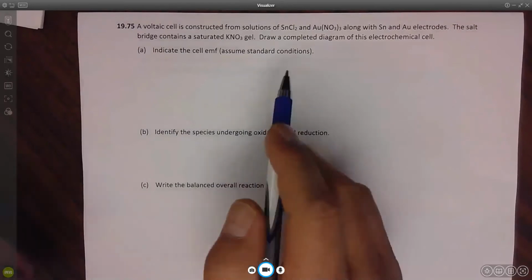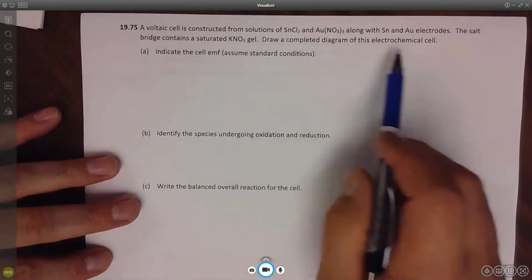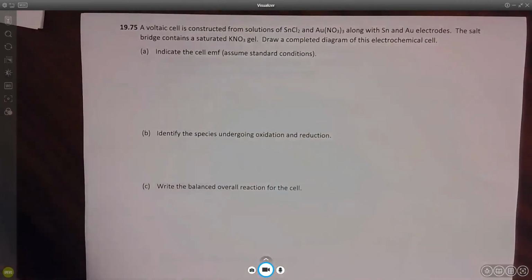So basically I have these two, right? What would my half reactions for this cell be? I want to write them both as reduction potentials at first. And you'll see why here in a second. You'll need to do the same thing. You'll need to write them both as reduction potentials at first.